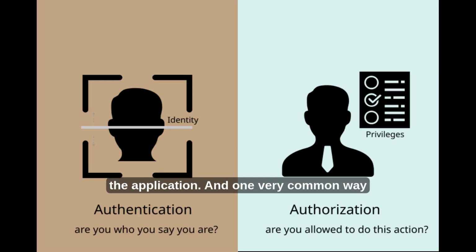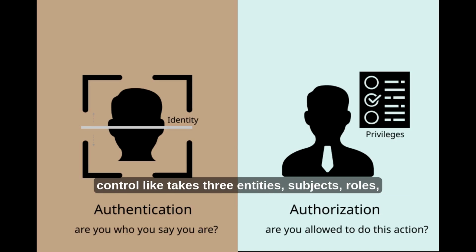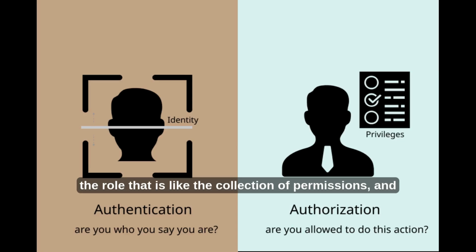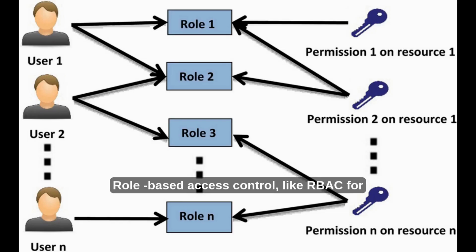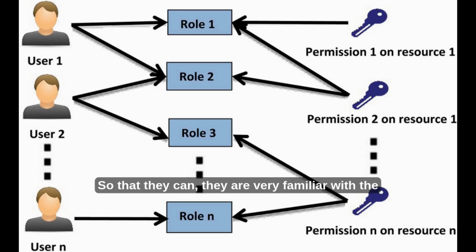One very common way of establishing authorization within the system is access control, and the most common one being used is role-based access control. Role-based access control takes three entities: subjects, roles, and permissions. That is the user, the role, which is a collection of permissions, and the permission itself, which is an action granted towards certain resources within the application. RBAC allows application builders to group permissions into roles that are very familiar to the users of the software, which makes it very popular.